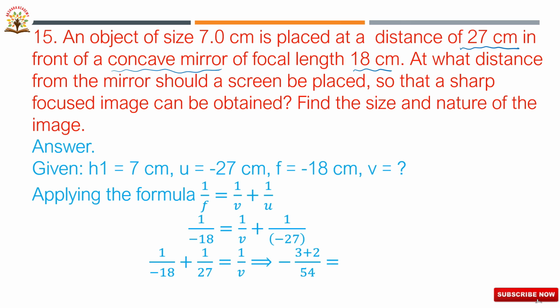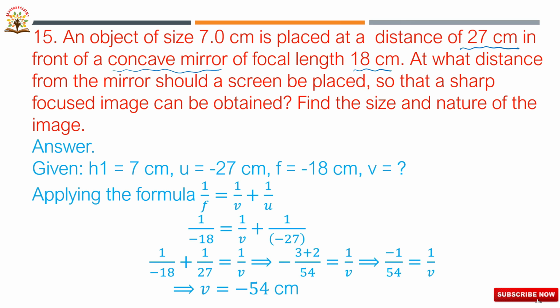Here also we are taking u as minus 27. According to the rule for sign convention, u is equal to minus 27 centimeter. f is equal to minus 18 centimeter. In this concave mirror, the focal length is also minus 18 centimeter, so f also has to be taken negative according to the rules for sign convention. So f is negative, u is also negative, and v we are also getting negative. So in the case of a concave mirror, u, v, f values are all negative according to the rule for sign convention. So v is equal to question mark.